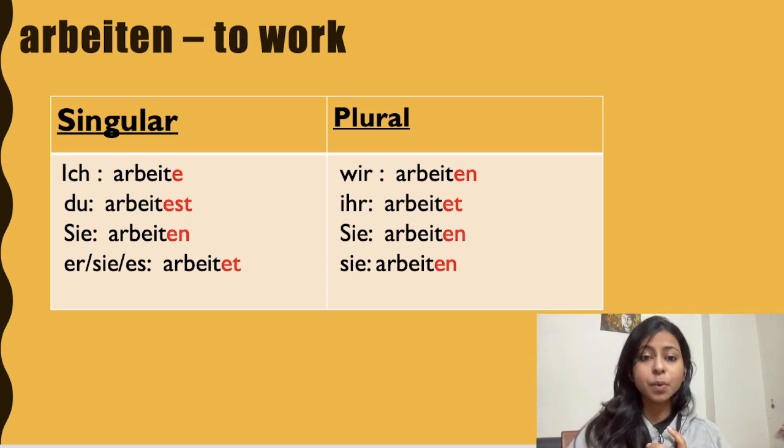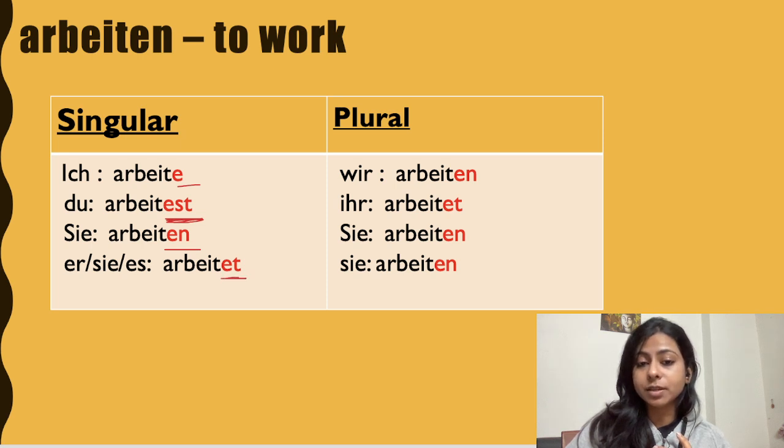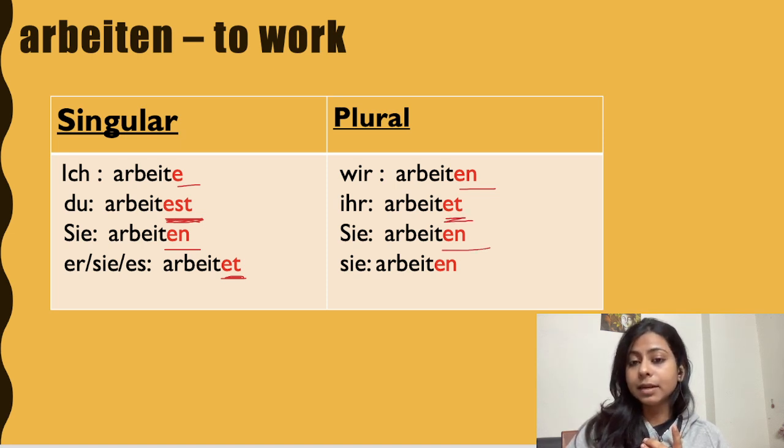Arbeiten. So ich arbeite, du arbeitest. If you see, it has the ending est. Er sie es arbeitet. Now again, if you see here, here is the ending et. So t is becoming et and here st is becoming est. Now let's look at plural. Wir arbeiten, ihr arbeitet, sie arbeiten und Sie arbeiten.